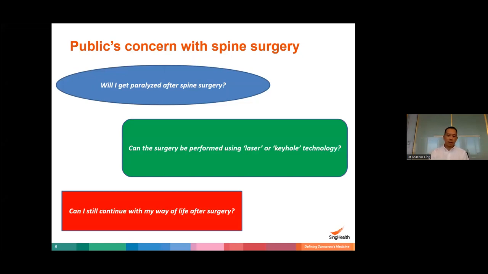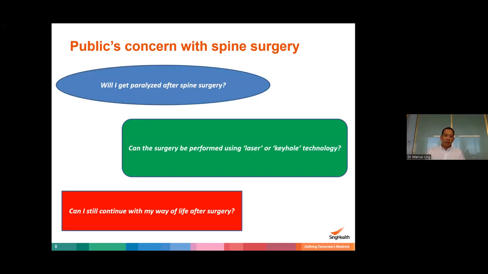The next question is, can I still continue with my way of life after surgery? The answer is yes and no. So assuming that you are an avid sportsman, you are very active, and you will want to continue with your sports and way of life after surgery, then if your pathology allows it, I would recommend just going for a simple decompression surgery without fusion.